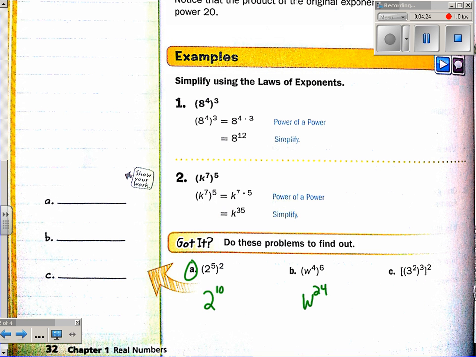Now this one, you start on the inside. So start with 3 squared to the 3rd. We multiply that, and then we can write out what it looks like after, and we multiply again: 3 to the 12th.